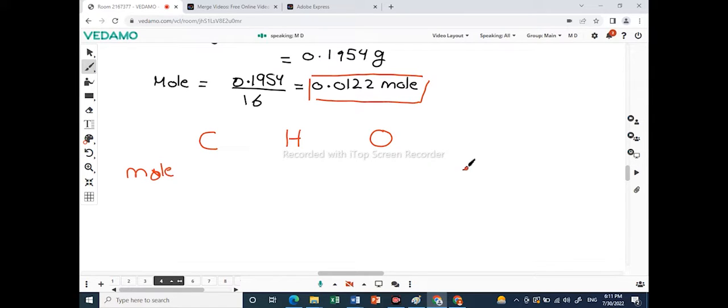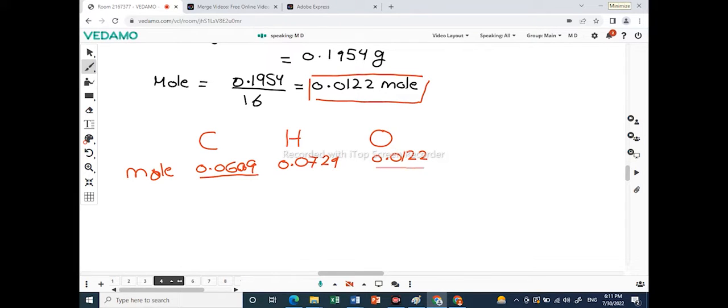For the carbon, it is 0.0609, and for the hydrogen, it is 0.707, and for the oxygen it is 0.0122. Now we will go through the mole ratio, so we will divide over the smaller.